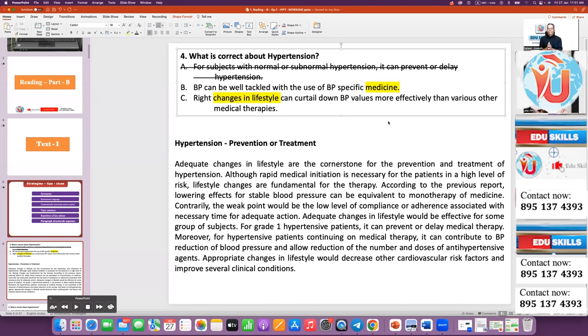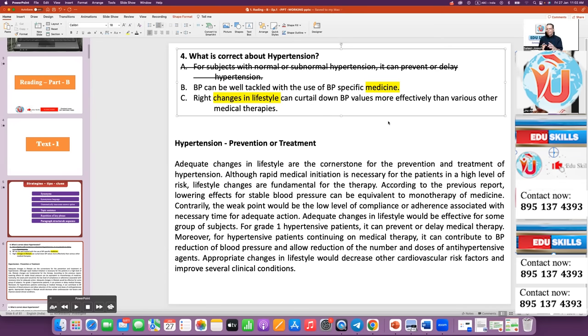So the first option says medicine can help, it can be well tackled. But option C says lifestyle changes are better than medication. Means prevention is better than cure. So now we are going to read the topic sentence.